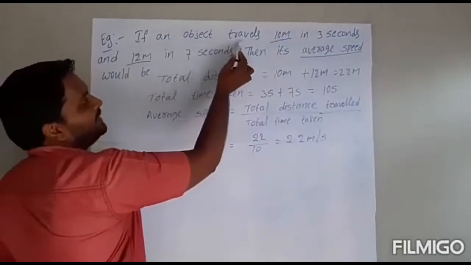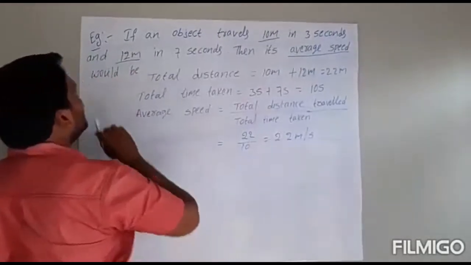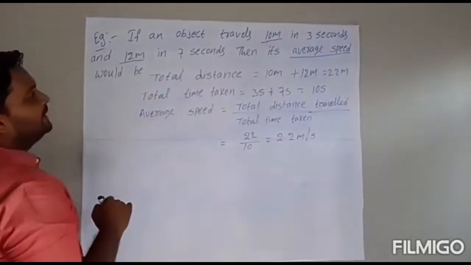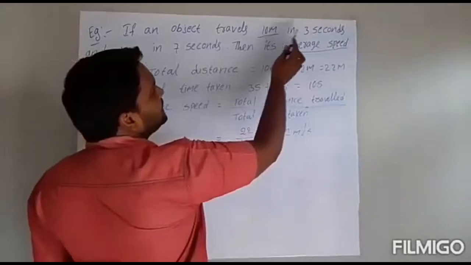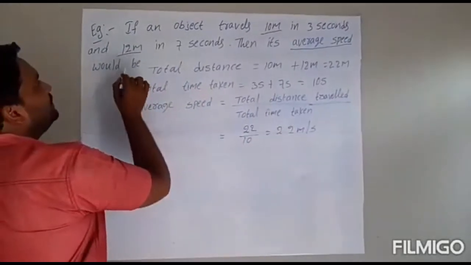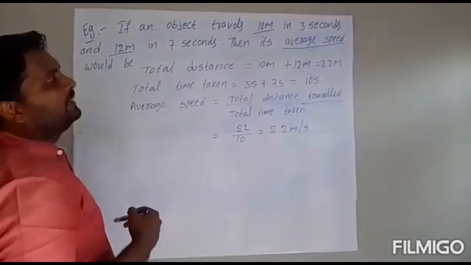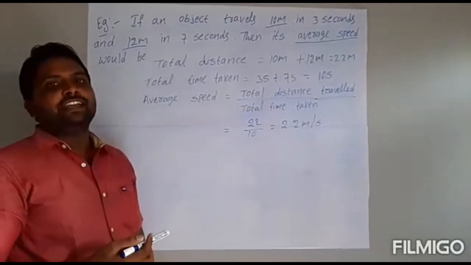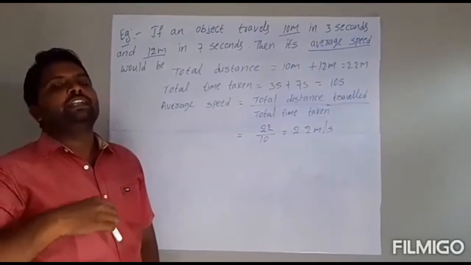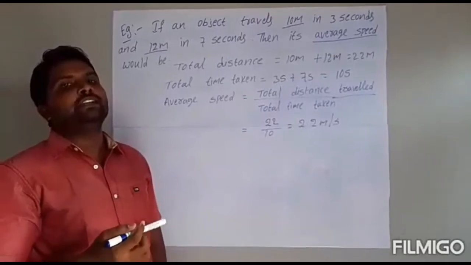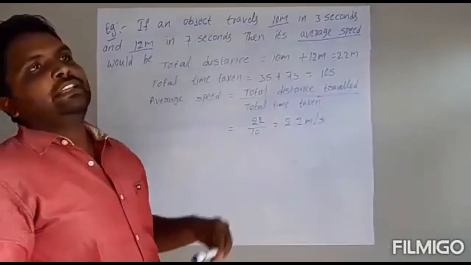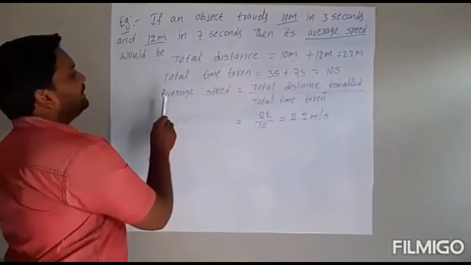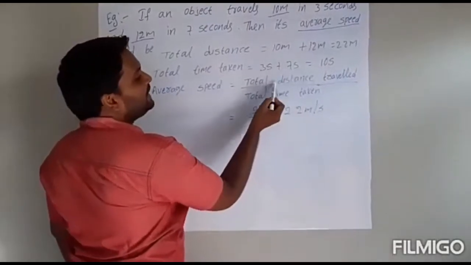If an object travels 10 meters in 3 seconds and 12 meters in 7 seconds, then its average speed would be, means here they have given 10 meters in 3 seconds, and that same object is moving 12 meters in 7 seconds. Distance is different and time is also different, that we can say non-uniform motion. So related to non-uniform motion, if you want to calculate, we should apply average speed. Average speed is suitable for non-uniform motion. So the average speed is equal to total distance traveled by total time taken.